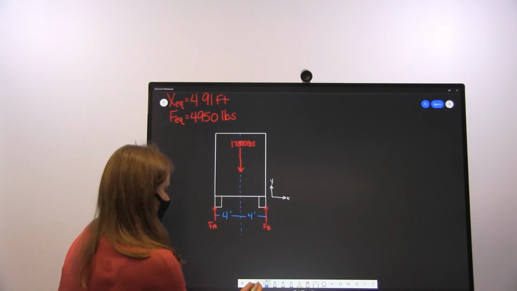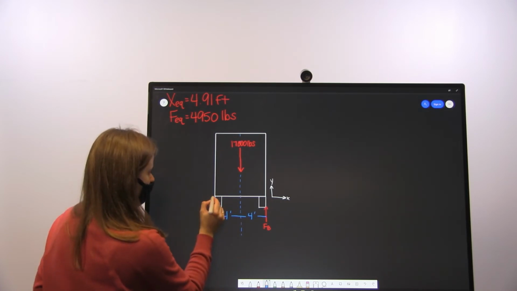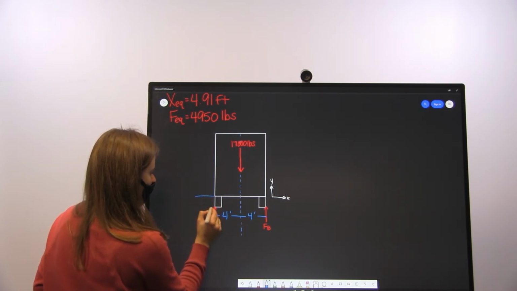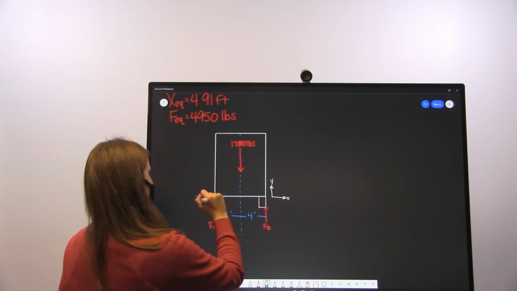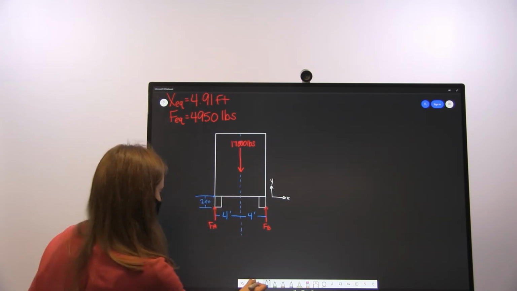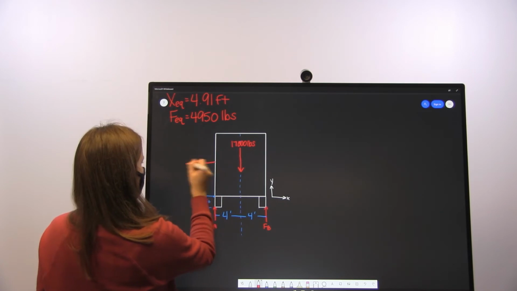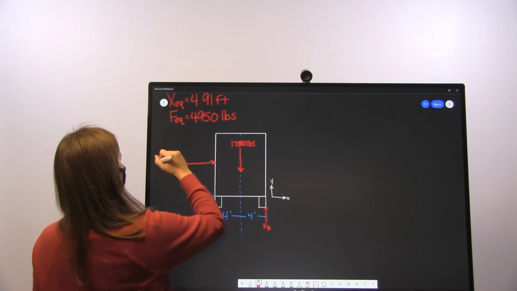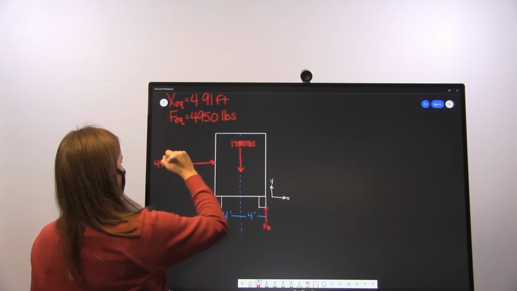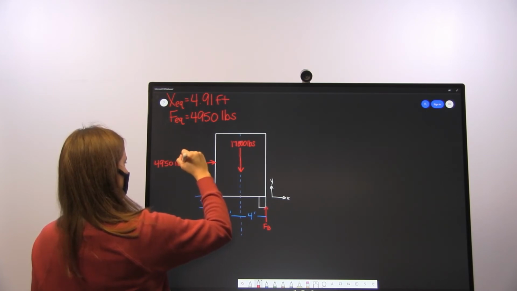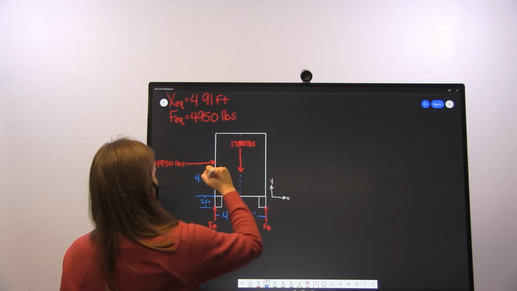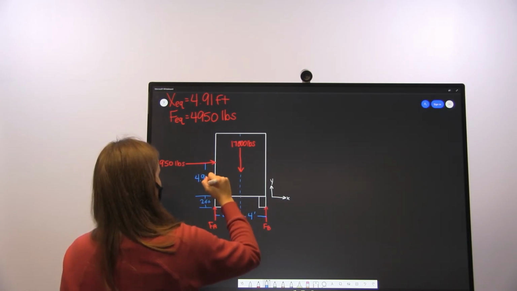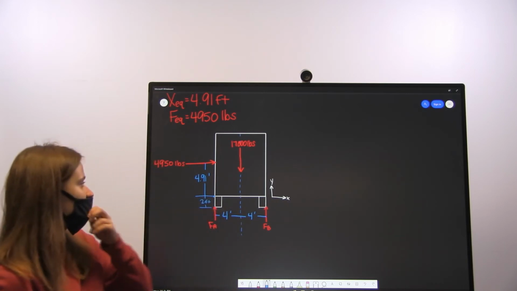So when we were thinking about the distributed load, our 0 point was right here, and that's 2 feet from the bottom of the tire. And then our equivalent force, 4,950 pounds, is acting 4.91 feet from the point where we said was 0.